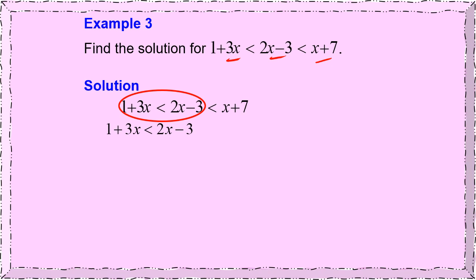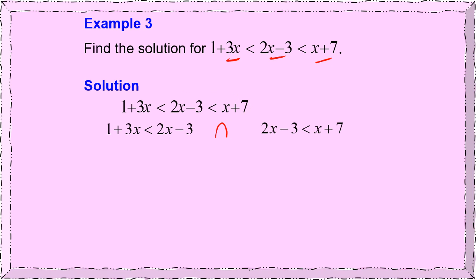The first inequality is the first part, which is 1 plus 3x less than 2x minus 3. And the other inequality is the middle and the right side, so it will be 2x minus 3 less than x plus 7. The original statement should satisfy both of these inequalities. So after you solve each side, you have to find the intersection between the solutions. Why? Everything should be satisfied together, not just one side. Okay, so now we solve the left one first.